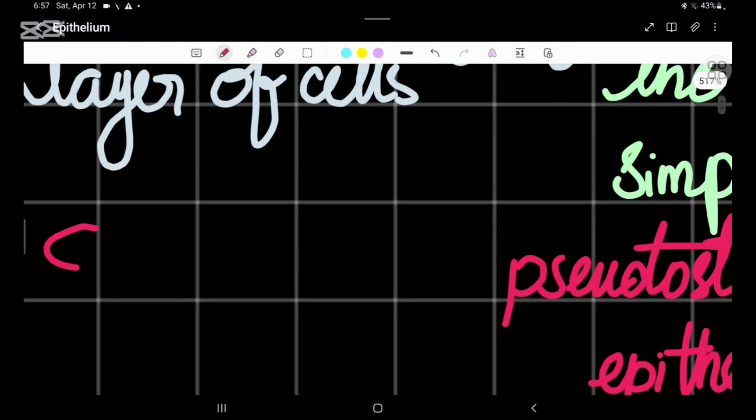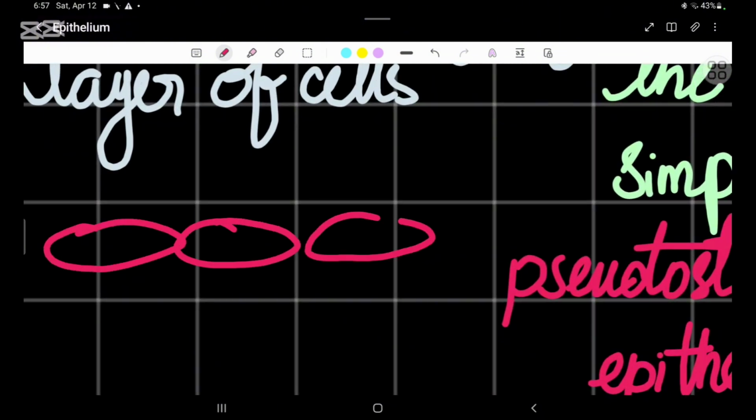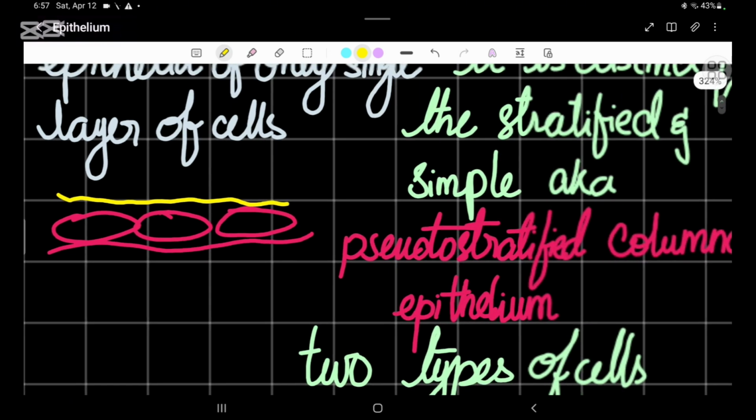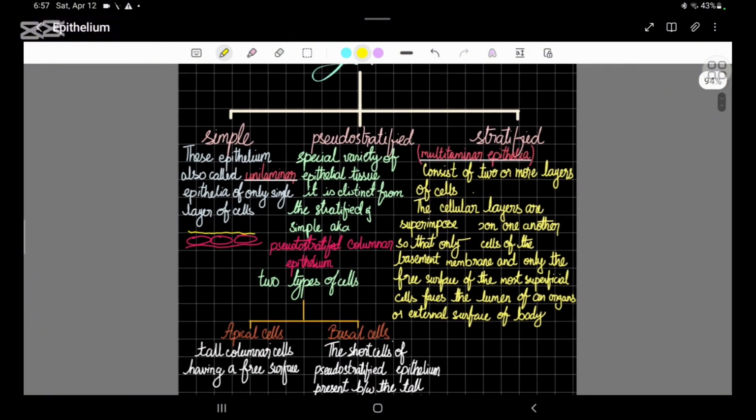Wait, let me go. Here you go. This is the epithelial cell, this is the epithelial cell, this is the epithelial cell, and here is your basement membrane, here is your apical membrane. Okay, you're good to go now. Only one cell thick. Then pseudostratified.